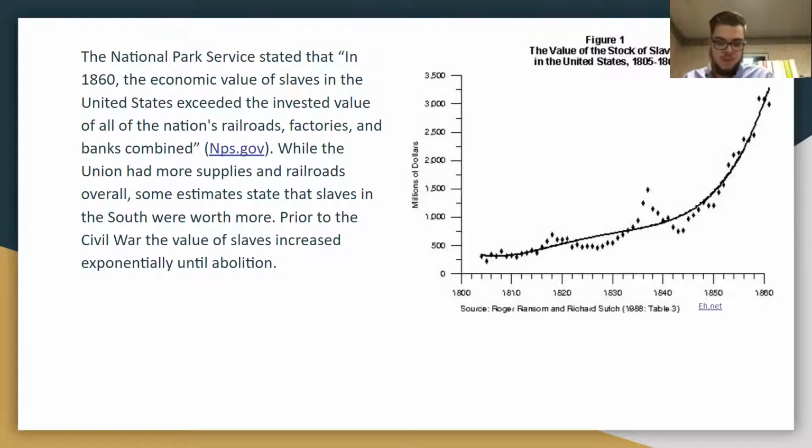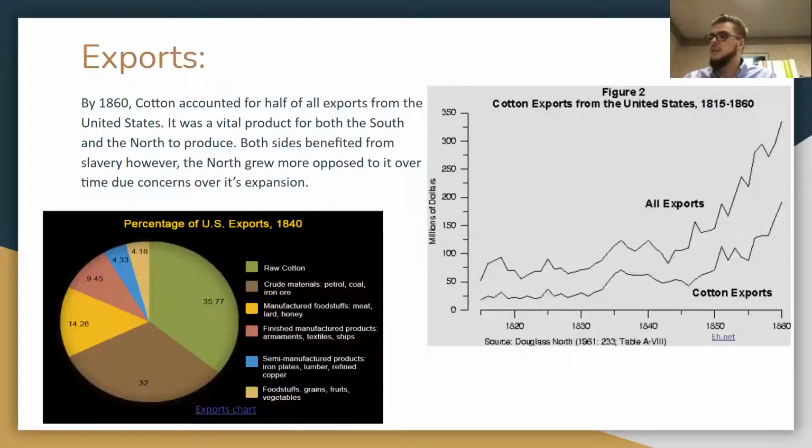Okay, and now let's get to the next page. Exports. By 1860, cotton accounted for half of all exports from the United States. We were supplying, I believe the number was, 2/3 of the world's cotton at this point in time. Of the whole world, we're supplying 2/3, which is crazy to think about, but that's what happened. And it was a vital product for both the South and the North to produce, because some of the refinement occurred in the North.